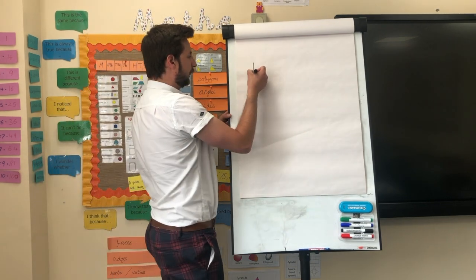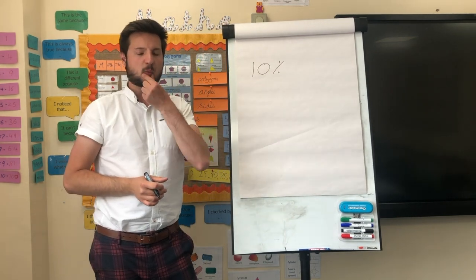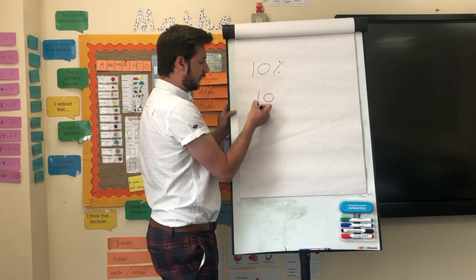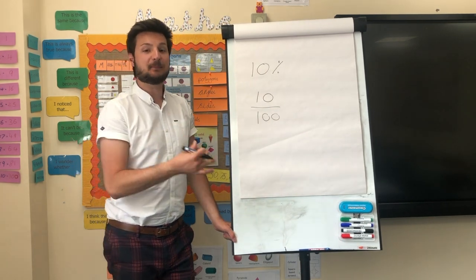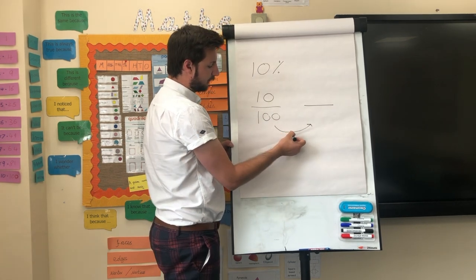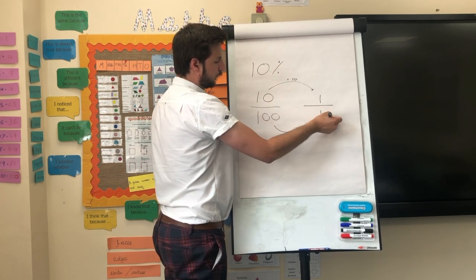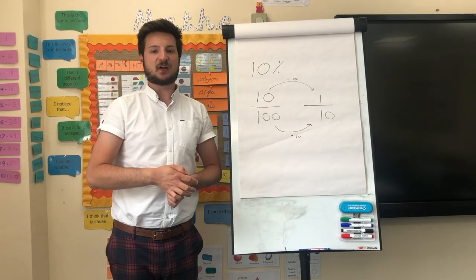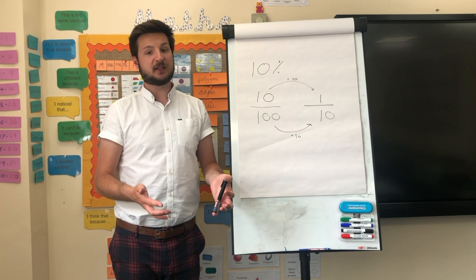10%, which we'll draw here, means 10 per 100, so 10 out of 100. If we did that as a fraction, we would have 10 out of 100. If we simplified that fraction by dividing by 10, we would get 1/10. So calculating 10% is the same as finding the 10th of a number. To find a 10th of a number, you quite simply divide by 10.